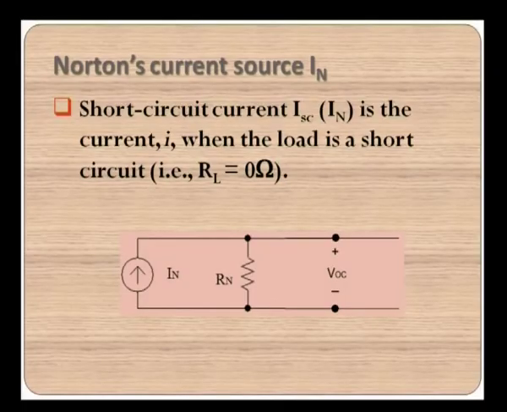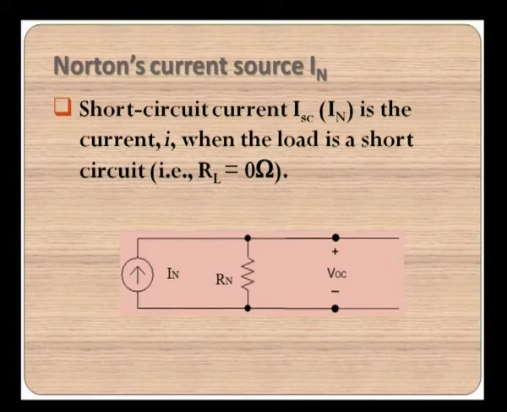So, by calculating this In and Rn, we are now equipped to knock out the entire network and replace it with the Norton equivalent circuit. The two components are to be connected in parallel. That means, the current source and the resistor should be connected in parallel condition. So, let us see further how do we connect the components in the Norton equivalent circuit.